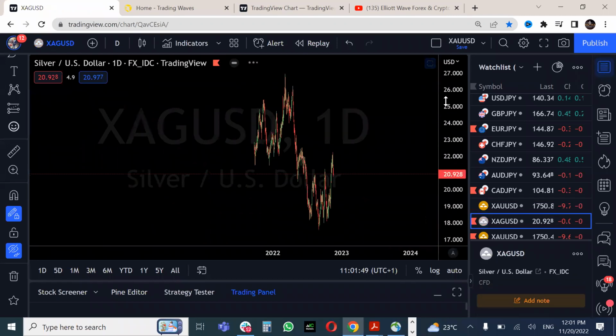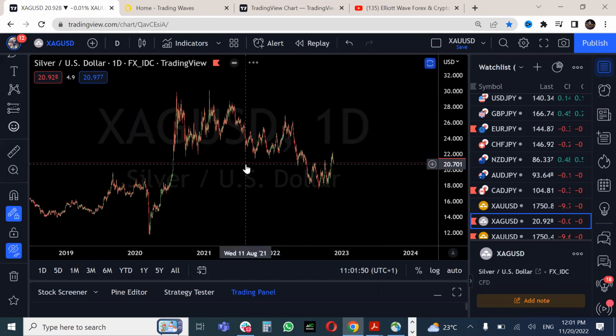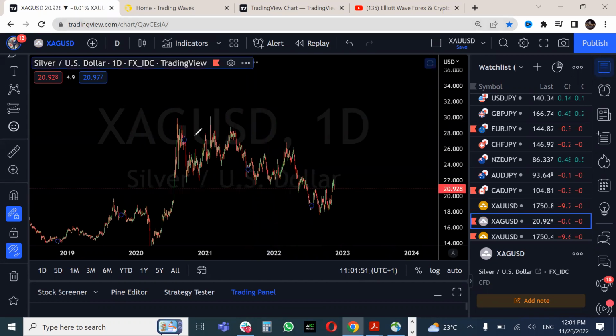Silver, we also forecasted that it's going to make a reversal after making this big corrective structure here, which is 3 waves down, 3 waves up, and possibly that silver may be making that structure like that.